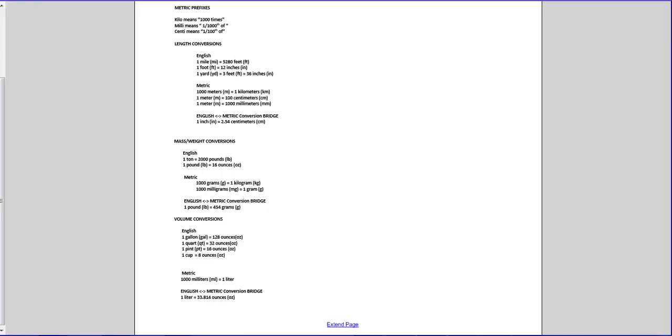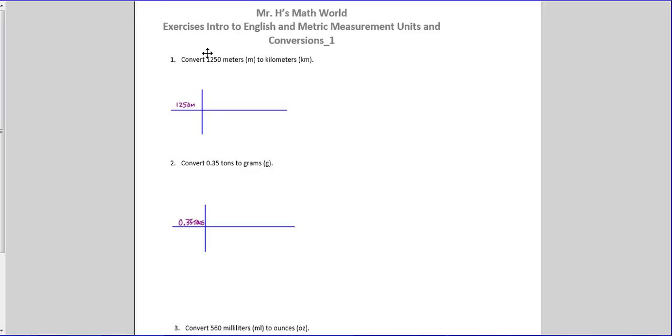So now let's go to the actual exercises. Number 1, convert 1,250 meters to kilometers. This is all inside the metric measurement system, so all I need to do is go from meters to kilometers. And we know that 1,000 meters is 1 kilometer. So I have 1,250 meters, I need to get rid of meters, so I divide those out. And I know that 1,000 meters is 1 kilometer.